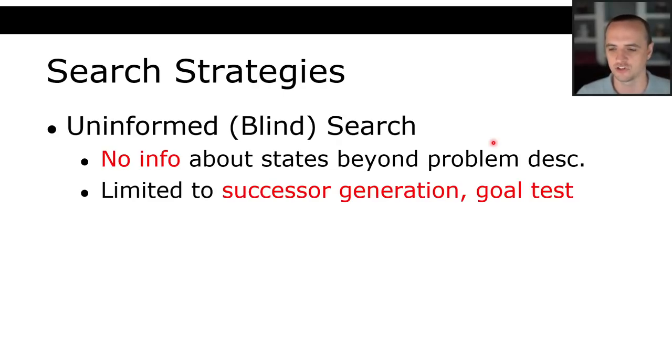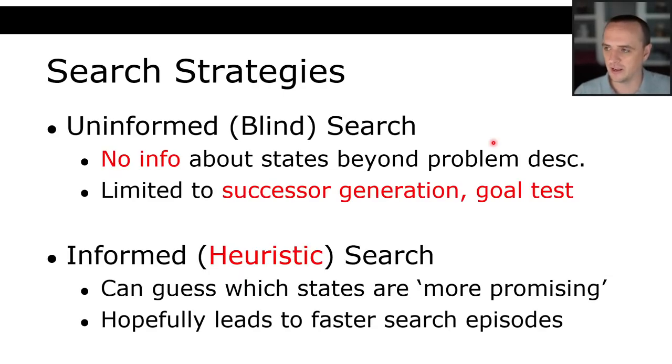No, generate more children. What we will get into in the next section of this course is called heuristic search, or informed search. Unlike uninformed search, heuristic search is going to take some guesses. We're going to write functions to take guesses to see which states are more promising, and we want to head towards those states in our search. This is hopefully going to lead to faster search episodes.